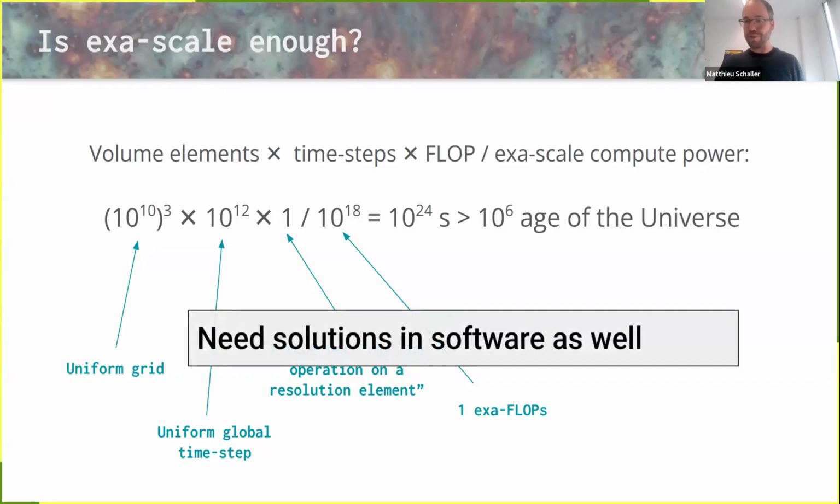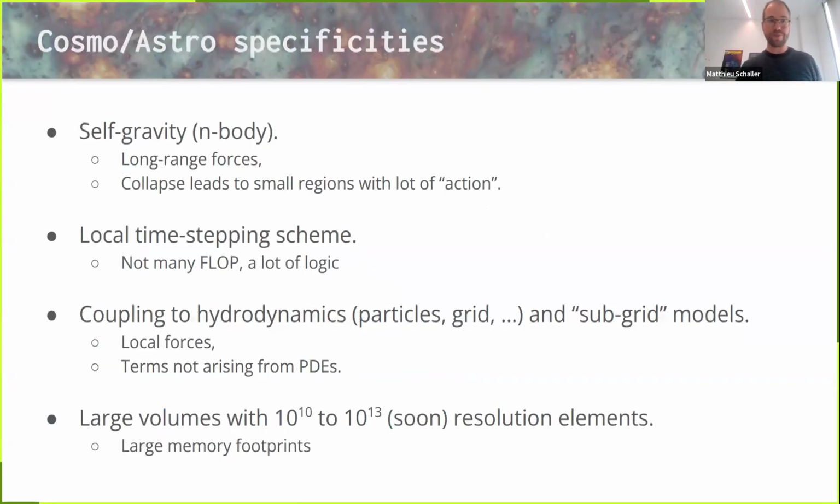We need to have clever software that is not doing all of the work in a unigrid, in a uniform time step all the time. Otherwise, we'll just never get anywhere with the science we want to do. So what are the challenges? Well, we need to do this in sort of a multi-nested region.